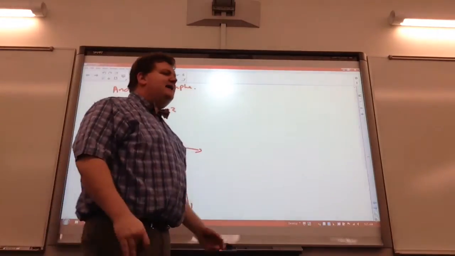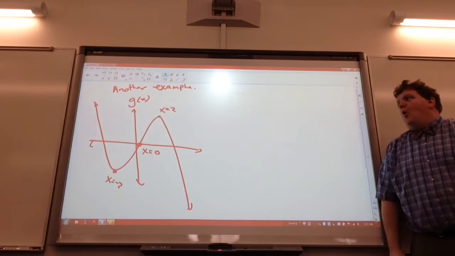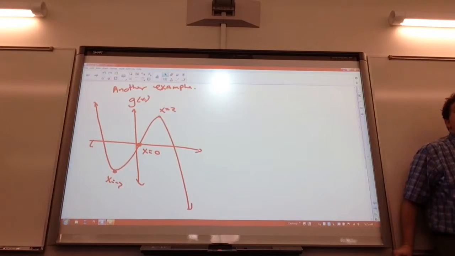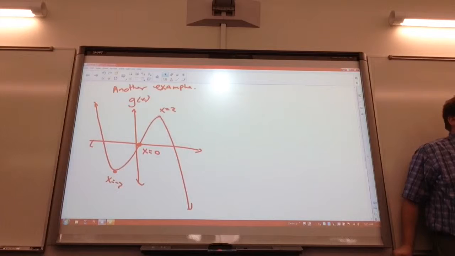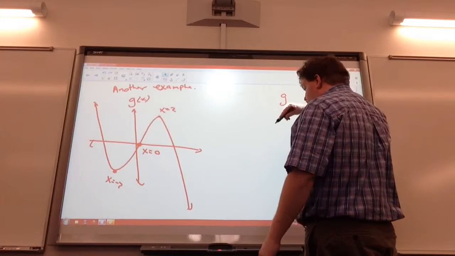From this graph here, I can tell some things about g prime of x. For example, where g of x has a maximum or minimum, that's where g prime of x is equal to 0, right? So what are the zeros for g prime of x? 2 and -2. 2 and -2.